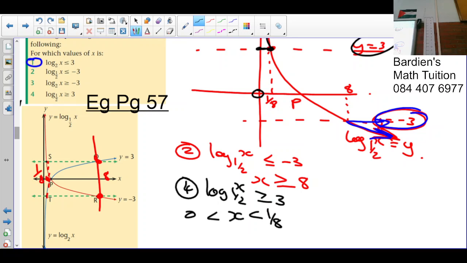Can it be equal at the 0? No. Can it be equal at 1 over 8? Yes. Why can't it be equal at the 0? As simple. Right. For homework.